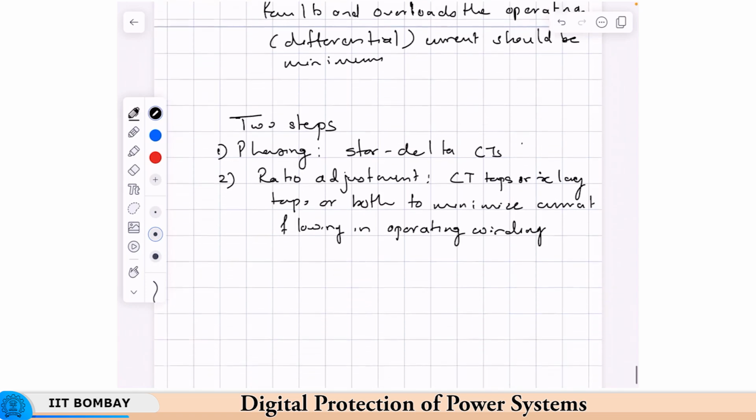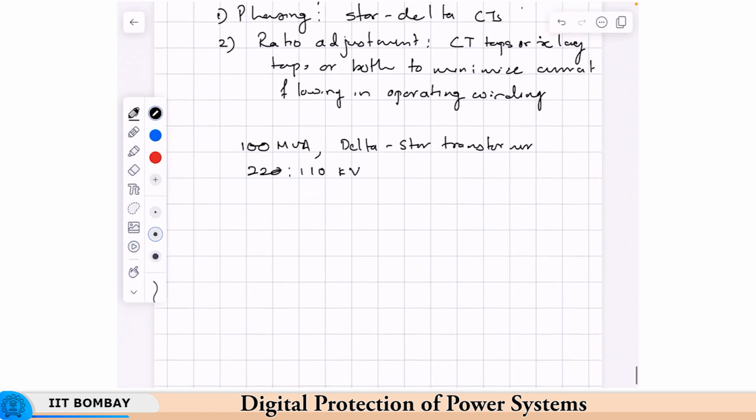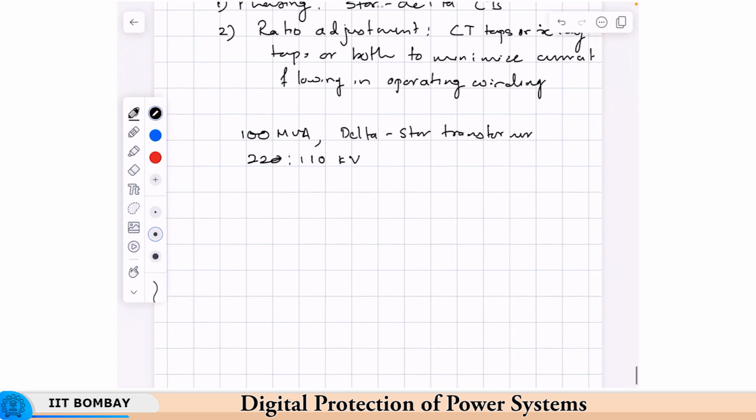Now, let us see an example of a power transformer, say a 100 MVA delta star transformer with a primary rating of 220 kV and a secondary of 110 kV. We are just taking an example, but this is a typical rating, a fairly large transformer which needs to be protected using differential protection. So how will we do this? We will take care of phasing, and we will just draw it so that it is easier to understand.